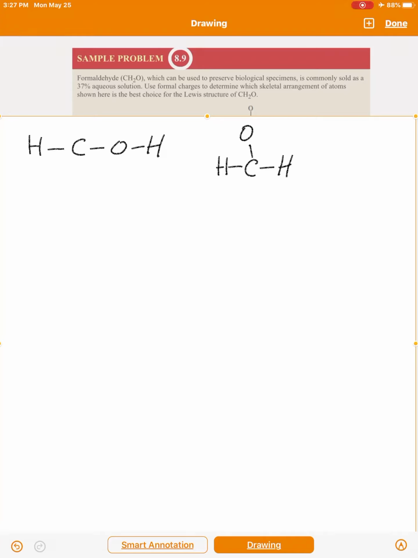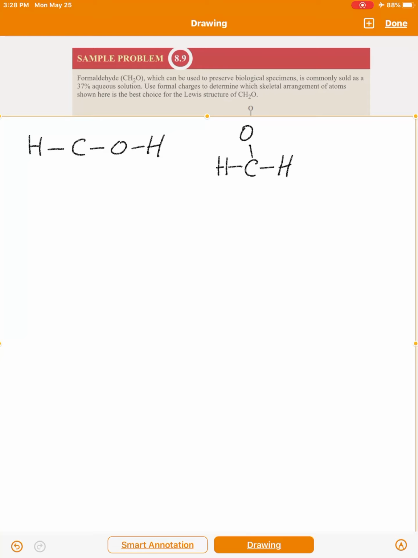Sample problem 8.9. Formaldehyde, CH2O, which can be used to preserve biological specimens, is commonly sold as 37% aqueous solution, meaning it's dissolved in water. Use formal charges to determine which skeletal arrangement of atoms shown here is the best choice for the Lewis structure of CH2O. So we have two arrangements of atoms, and we're asked to use formal charges to figure out which one's best.